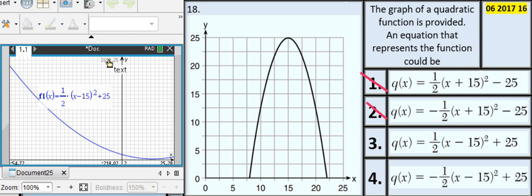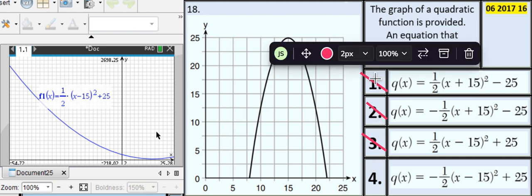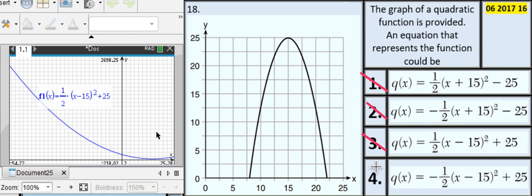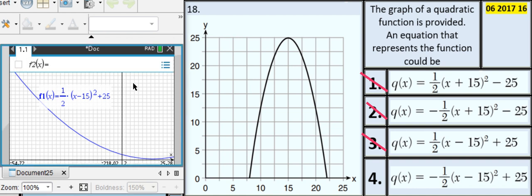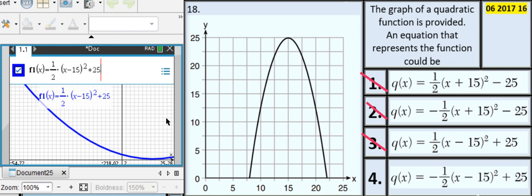It's not choice 3. Now the rules of deduction tell us if 1, 2, and 3 are all incorrect, the answer must be 4 if we did everything perfect. So I'm not always perfect. I want to double check and make sure that I didn't do something silly. So we make it negative. So it's negative 1/2 x minus 15 plus 25.